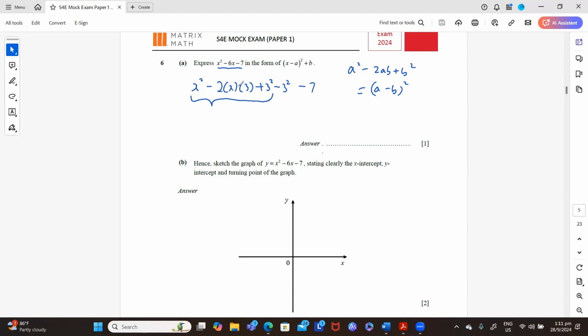Next, observe this part here. This a squared minus 2ab plus b squared, right? So this is just x minus 3 bracket squared. Minus 3 squared. Not minus 3 bracket squared, it's just minus 3 squared. So it's minus 9 minus 7. So your final answer is x minus 3 squared minus 16.